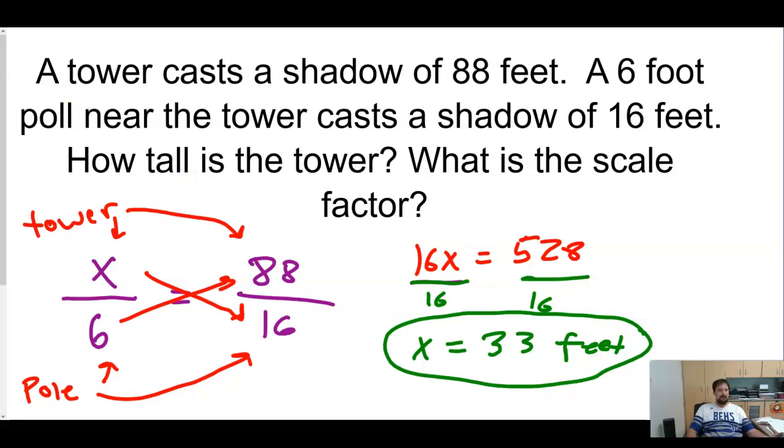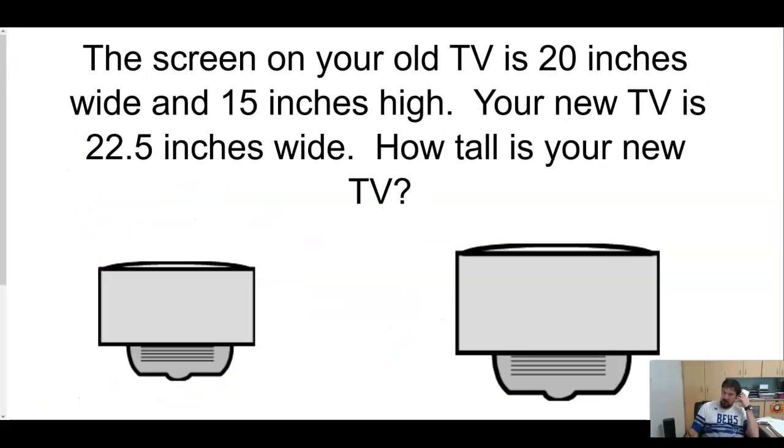Alright. Okay, last one. The screen on your old TV is 20 inches wide and 15 inches high. Your new TV is 22.5 inches wide. How tall is your new TV? Okay, so we can create the proportion of how tall the TVs are compared to how wide the TVs are, or you could do the new TV compared to the old TV. There's a couple different ways you can set up your proportion. Let's just go ahead and do the 20 inches wide over the 22.5 inches wide.